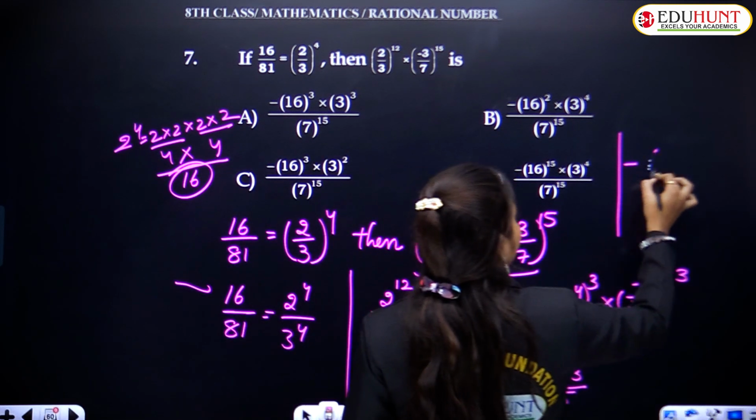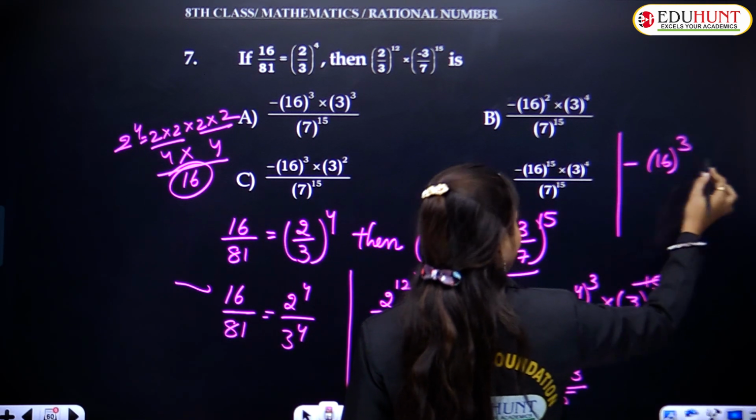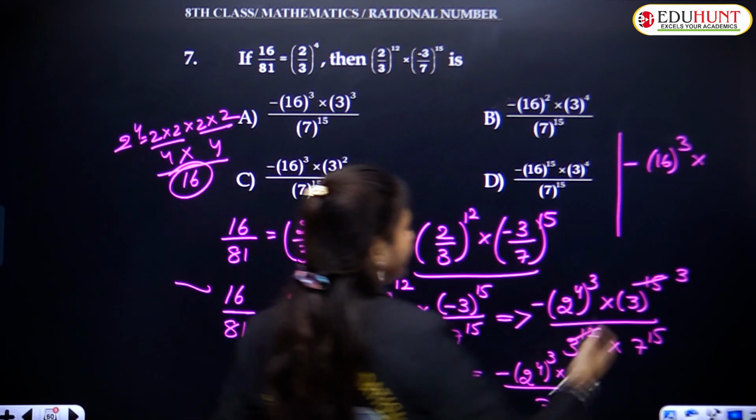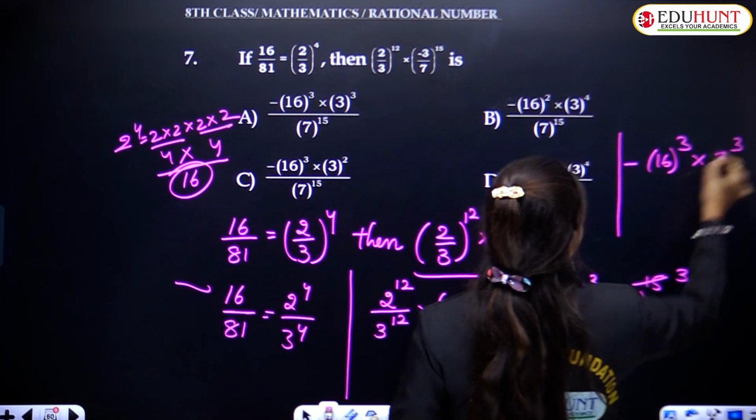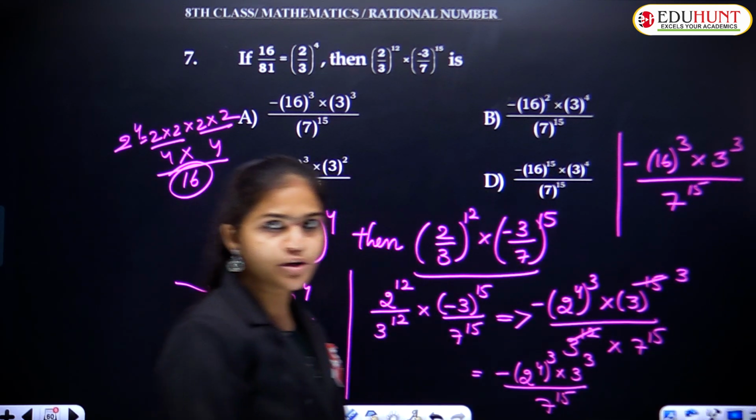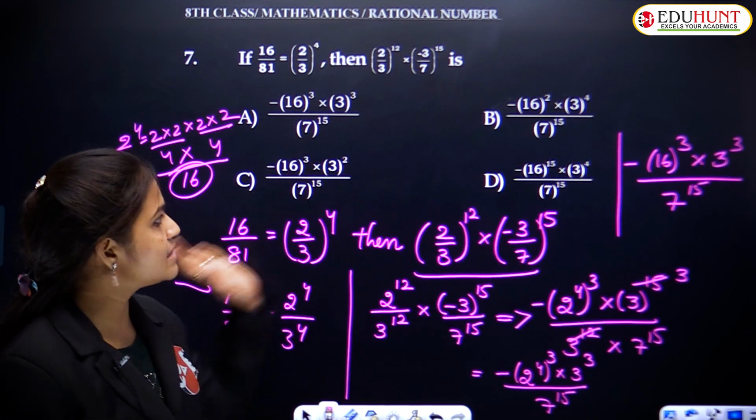Substitute that. Minus 16 whole cube into 3 cube. In that exponential form only it is given, so that's why write as it is, 3 cube by 7 power 15. Is there any cancellations possible? Not possible. So that is the leftover answer.